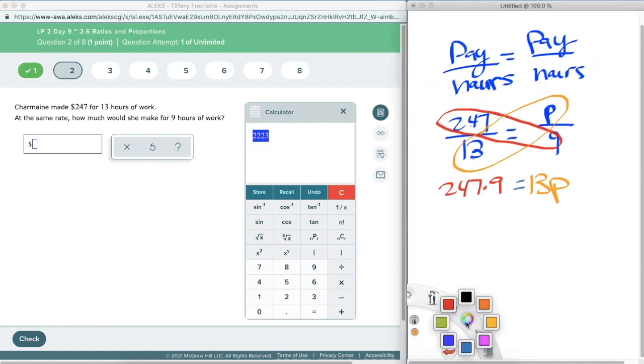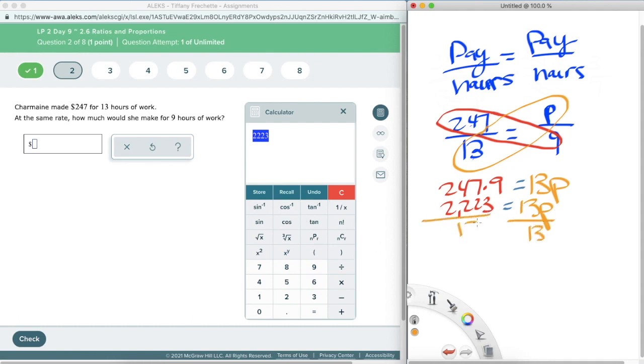So that gives me a pretty decent number there, 2,223. And that's going to equal, I'm being all color-coded here, 13P. Now, just like we've done on previous ones where we're solving equations, I want to know what just P equals. So I'm going to divide both sides by 13 so that it cancels out on this side. On my calculator, I divide by 13, and that equals 171. Equals P. So this tells me she's going to make $171 if she works for 9 hours.